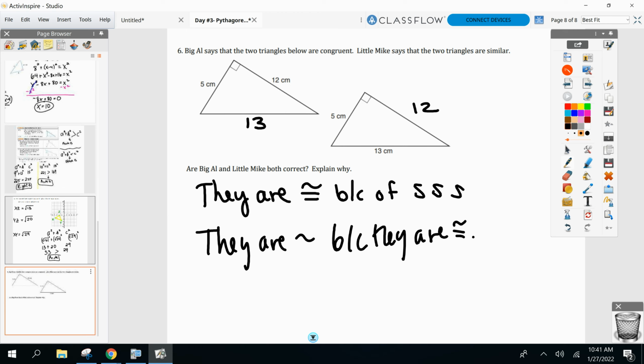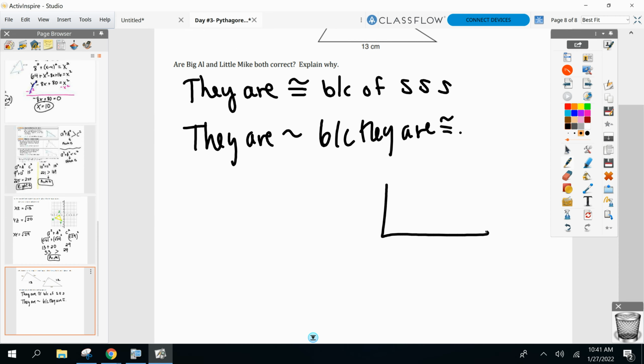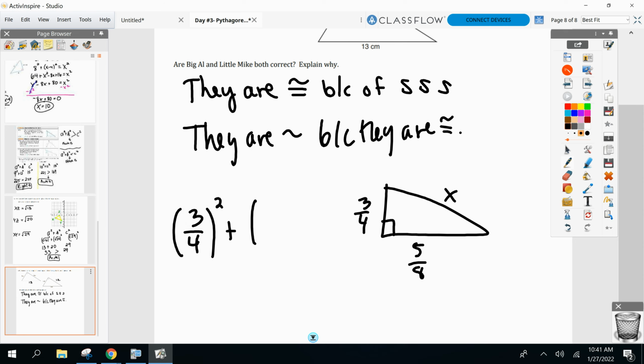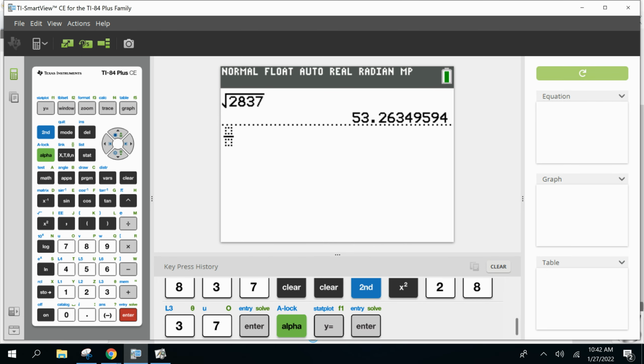Grab your calculator. I want to make sure we are solid for tonight's homework. Tonight's homework, you're going to get fractions, and it's no excuse not to do the problem. Are we comfortable in our calculator doing this? 3/4 squared plus 5/8 squared. You go to alpha y equals and put it in a fraction template. We should have no issues. Everybody comfortable with that?